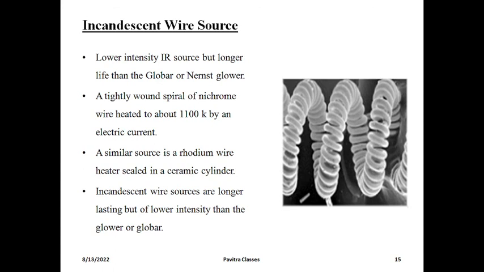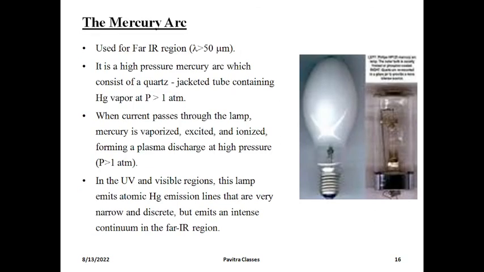In this one, the life of the wire source is longer. It is a tightly wound spiral of nichrome wire heated to 1100 Kelvin by an electrical current. A similar source, rhodium wire, is also used for the ceramic cylinders. These sources are longer lasting but lower intensity than the Nernst glower and the globar source. Its intensity is less compared to the previous two sources.